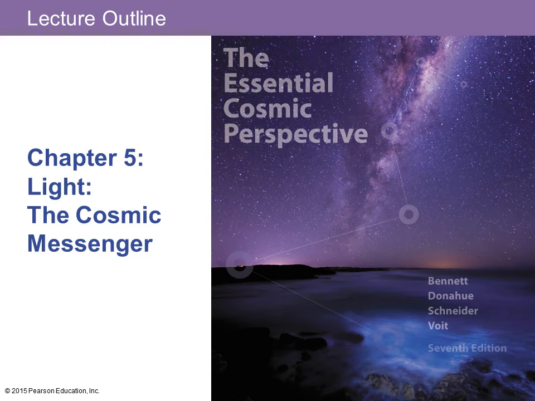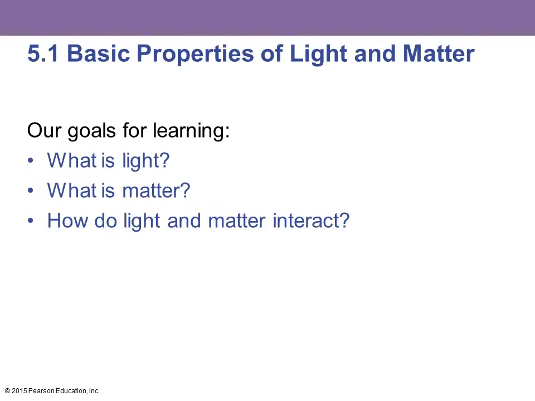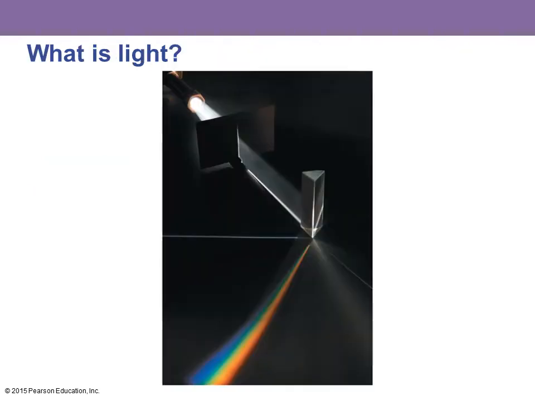This is Chapter 5 of Astronomy 100, Light, the Cosmic Messenger. Our goals for learning here are: what is light, what is matter, and how do light and matter interact?